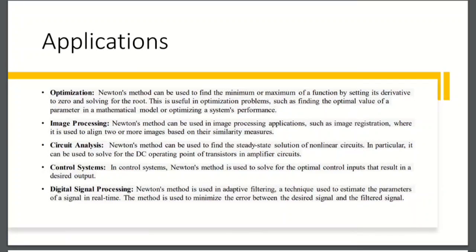Coming to circuit analysis, Newton's method can be used to find the steady state solution of a nonlinear circuit and to solve the DC operating point of a transistor in amplifier circuits. In control systems, it is used to solve for the optimal control inputs that result in a desired output. In digital signal processing, it's used in adaptive filtering, a technique used to estimate the parameters of a signal in real time. This method is used to minimize the error between the desired signal and the filtered signal, and many more applications can be seen for Newton's method.